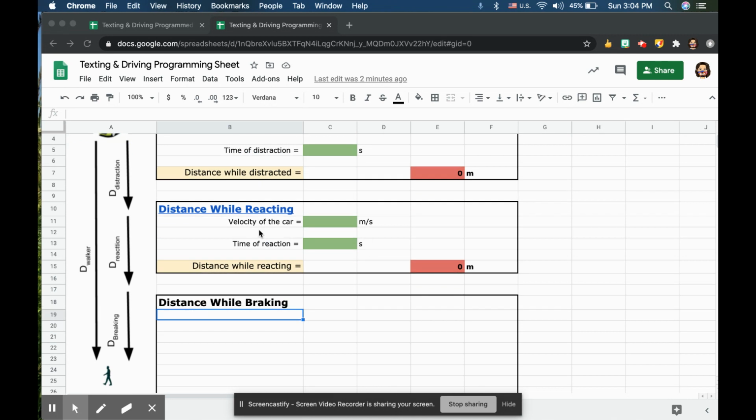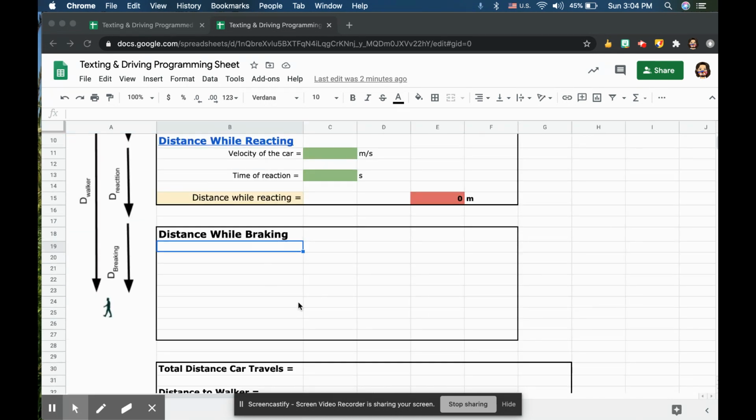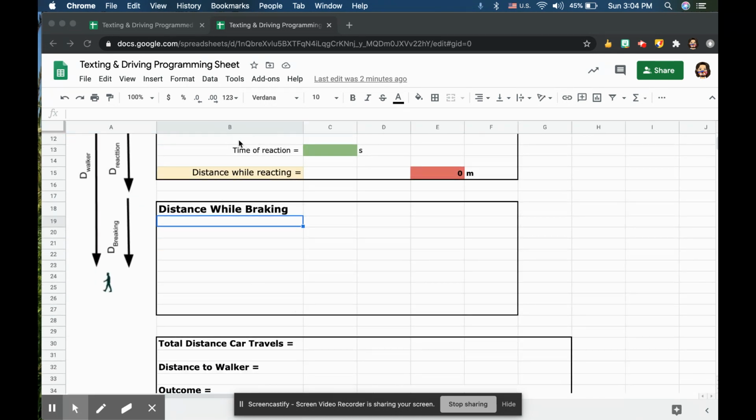I'm going to scroll down to my distance while braking. All right, and then I'm going to click B19, right under the line that says distance while braking. As you can see, this chunk is a little bit bigger than the other ones because there are more steps to it. Some of the equations are a little bit more difficult, so you want to make sure that you are taking your time with programming this specific spot.